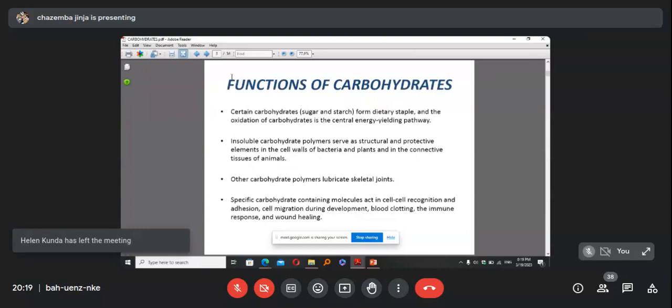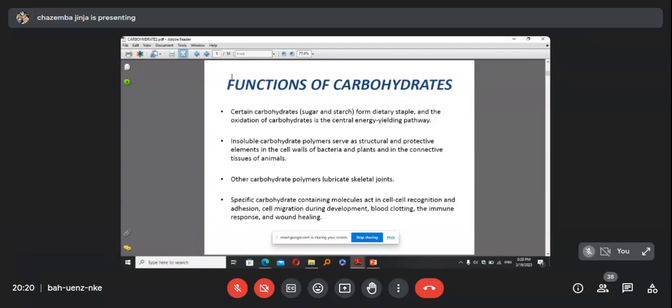So carbohydrates have numerous functions in our body. In the layman's language, they produce energy. So certain carbohydrates contain sugar and starch. And these carbohydrates yield energy through oxidation, which we'll cover in the near lectures above. So oxidation occurs, and these carbohydrates are able to produce energy.